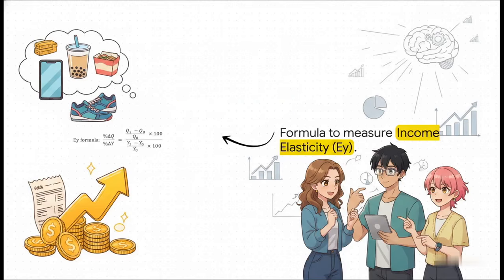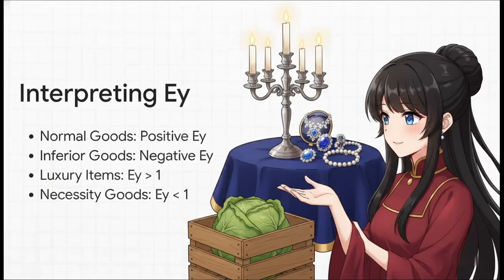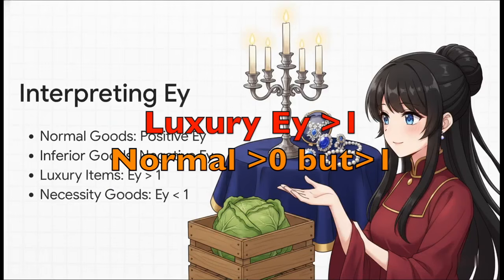This is incredibly valuable for a business owner trying to navigate a recession versus a booming economy. We basically want to know if your paycheck goes up by 10%, by how much does your consumption of our specific product change? And here's how this plays out in the real world. If the coefficient is positive, it's a normal good. As income grows, we buy more of things like craft beer or scented candles. Now, if that positive number is greater than 1, it's a luxury item, meaning you buy disproportionately more of it as you get wealthier.